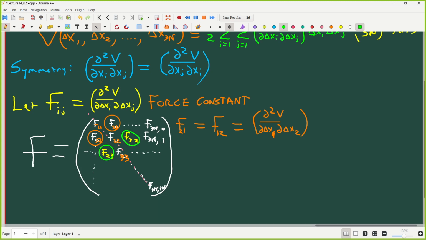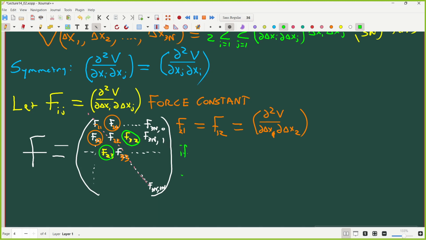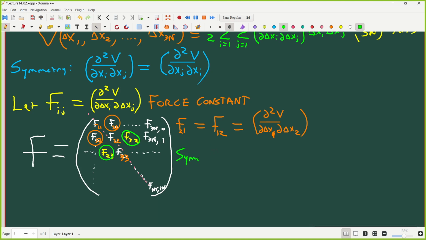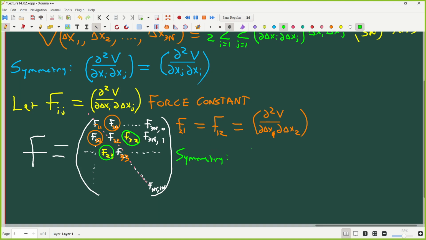Right, and again, I could do this for all of them. But in general, if i is not equal to j, actually that doesn't matter, because if i is equal to j, it still works. But we have a symmetry. The symmetry is Fij is equal to Fji. Right? So the system is symmetric about the diagonal, like this.